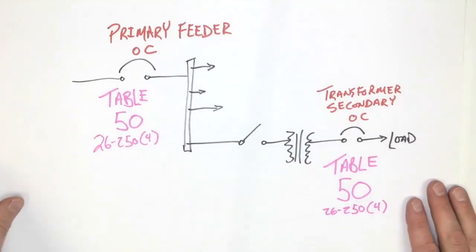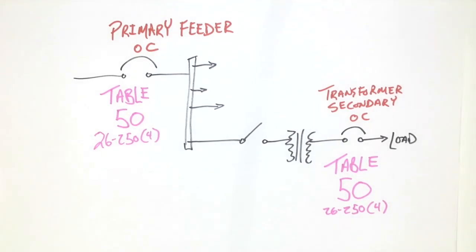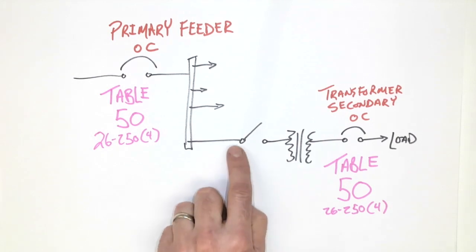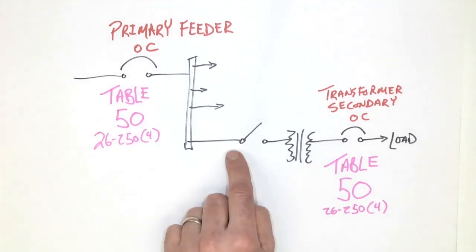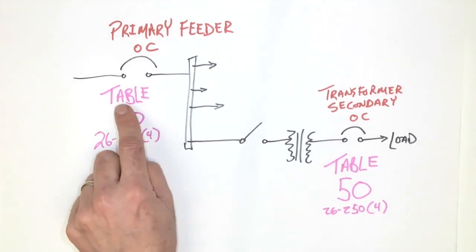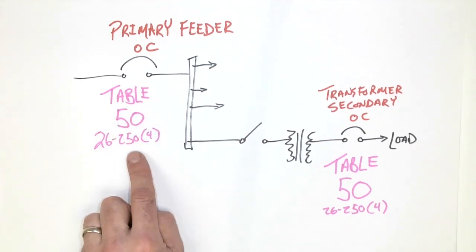If we're looking at an installation where we have a primary feeder coming off of a splitter and a disconnect on the primary, we have to then determine if it is permissible to do this by evaluating the size of the primary feeder overcurrent using table 50.